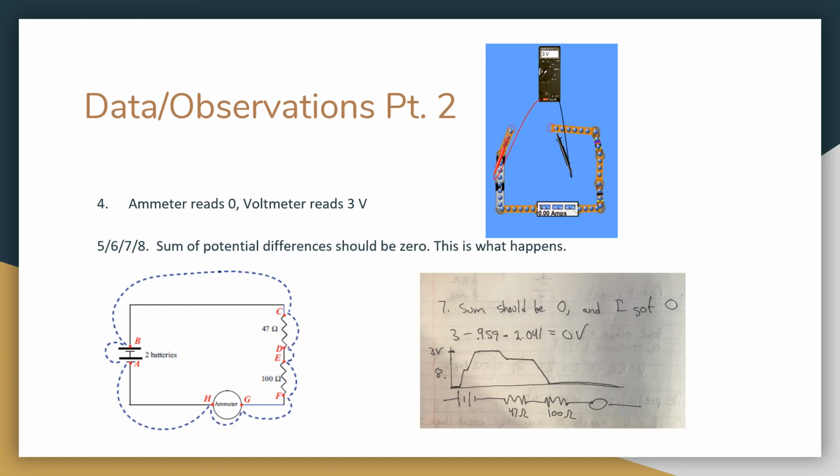After this, I made a graph showing the voltage as you go through the circuit. So between each of the batteries, it jumps up to 3. Then after you go through the first resistor, it goes down a little bit. And then after the second resistor, the voltage is down to 0.